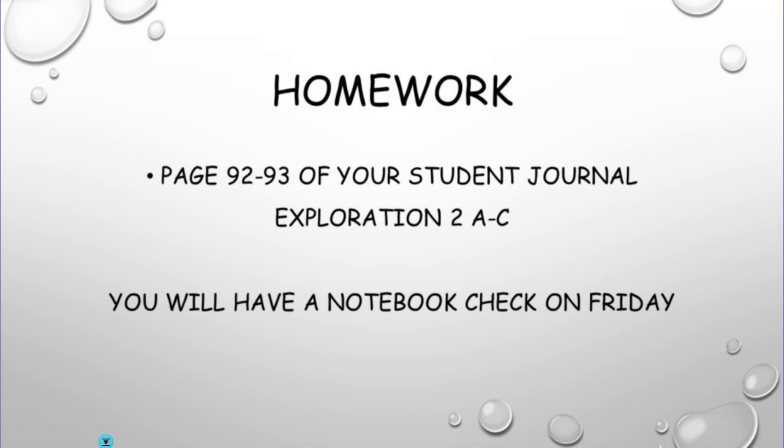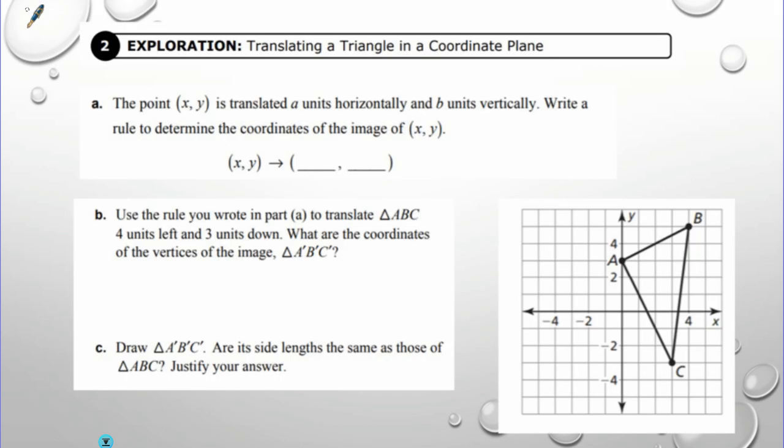Okay, so go to pages 92 through 93 of your student journal. We're going to work on exploration number 2. I'm going to do letters A through C. It says the point XY is translated A units horizontally and B units vertically. Write a rule to determine the coordinates of the image of XY.